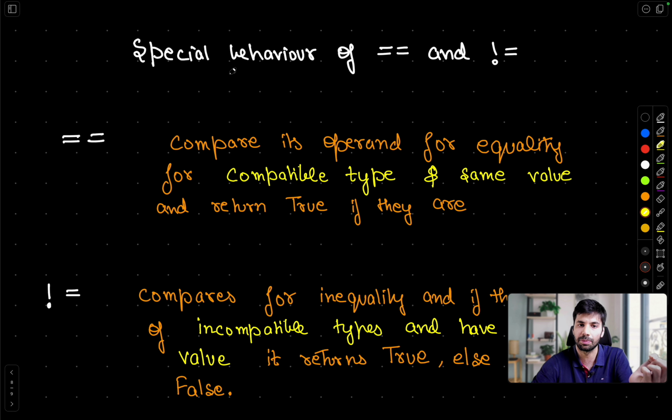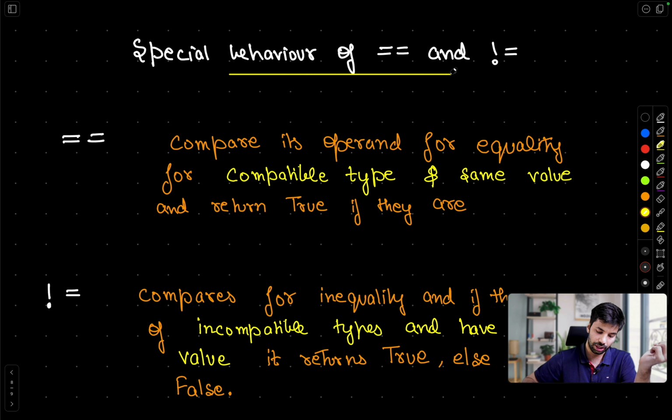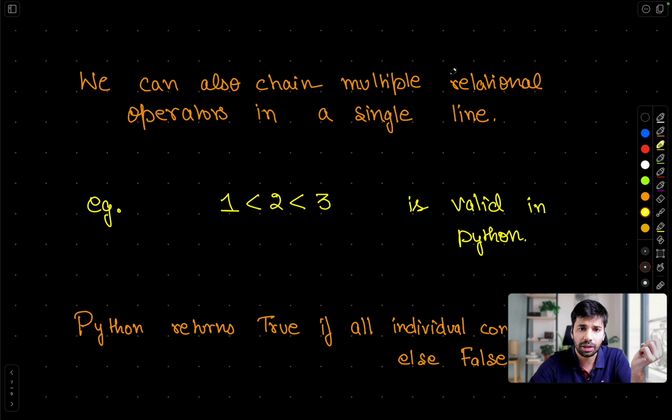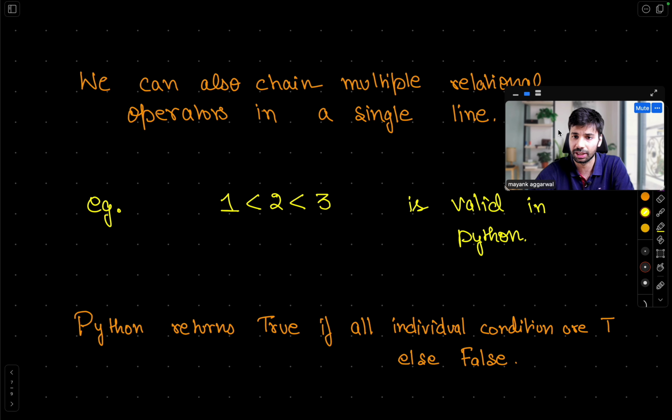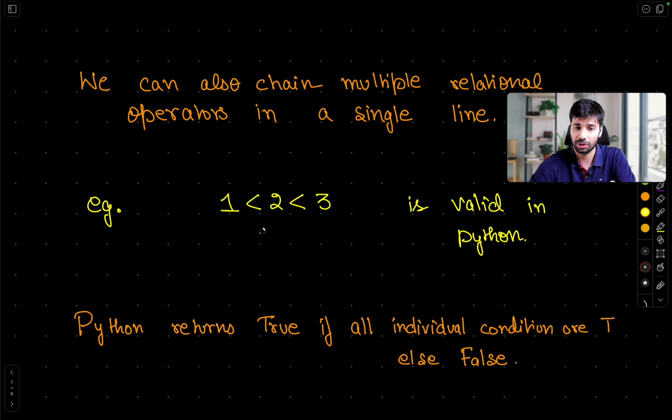So, special behavior of relationship operators. Sorry, there is one more slide in between. We can also chain multiple relationship operators in a single line. The example is in front of you. If we are chaining them, you have to remember one thing: we will return true if all the individual conditions are true, else we are going to return false.